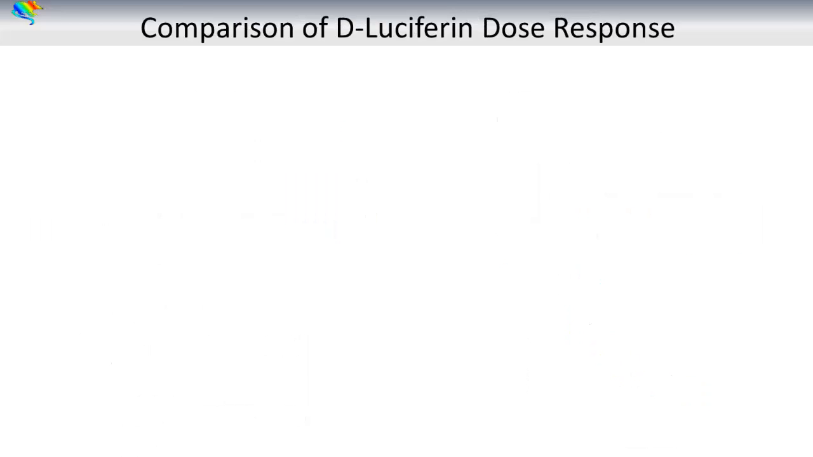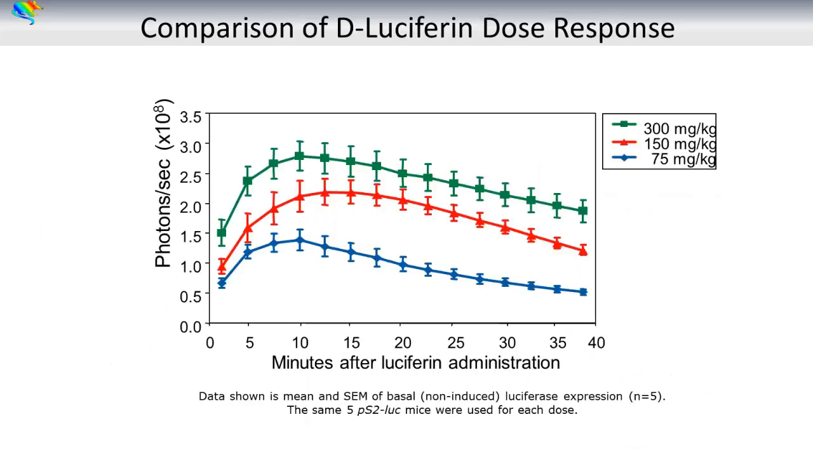What is the recommended dose for D-luciferin? 95% of the publications advocate 150 mg per kilogram upon IP injection. Increasing dose increases signal, but not exponentially. Even with 300 mg per kilogram, we do not reach saturation. For bright signals, you may be able to use a lower dose. For low signals, one may increase the dose to 300 mg per kilogram.